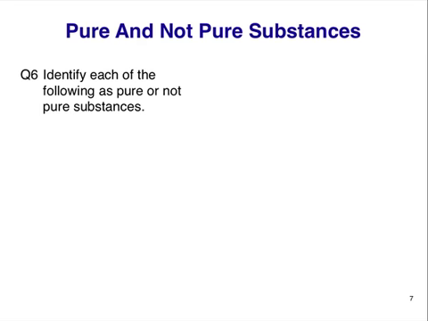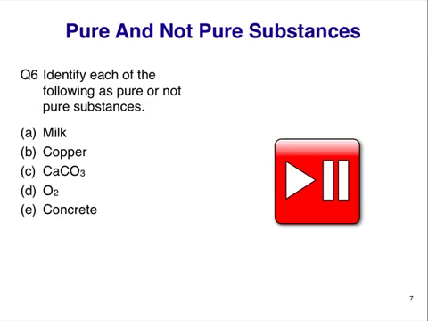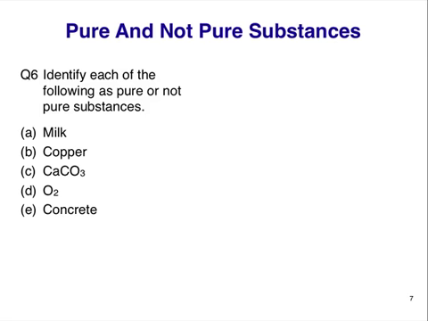Question 6. Identify each of the following as pure or not pure substances: milk, copper, CaCO3, O2, concrete. Pause the video here while you think about your answers. The first is not a pure substance. Milk, fat-free, 1%, 2%, has a variable composition, so it cannot be a pure substance.